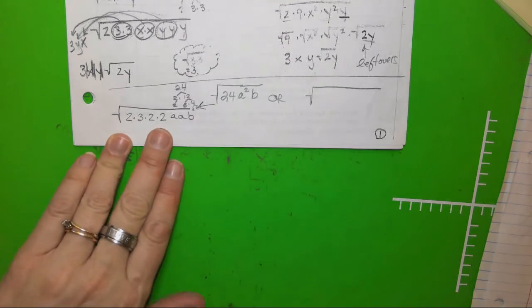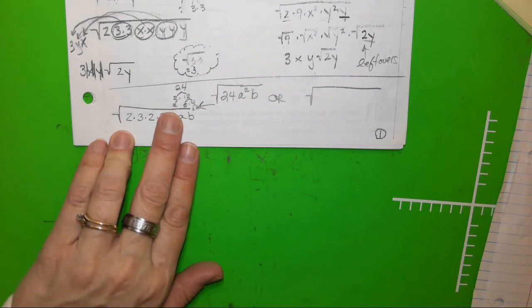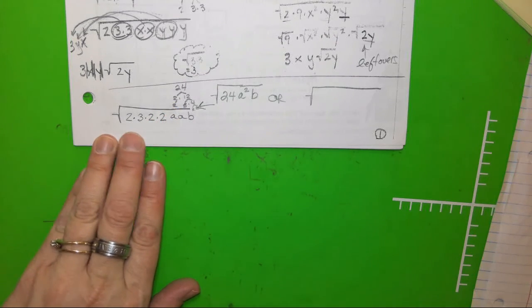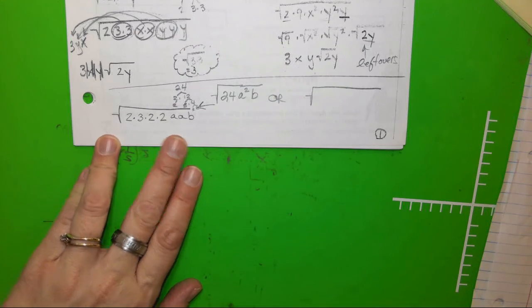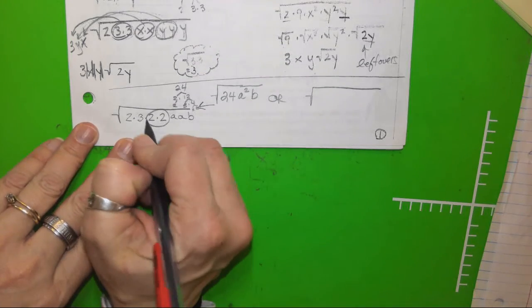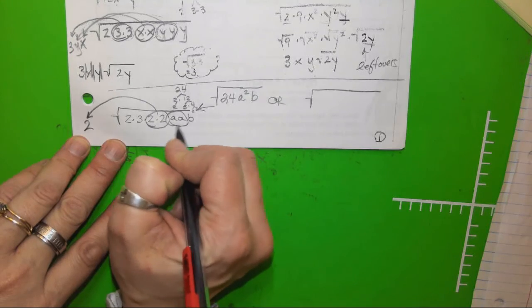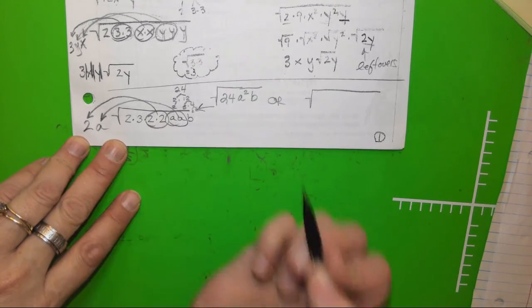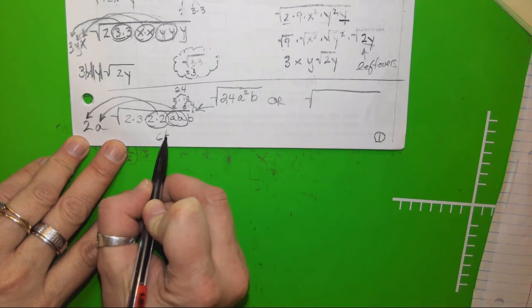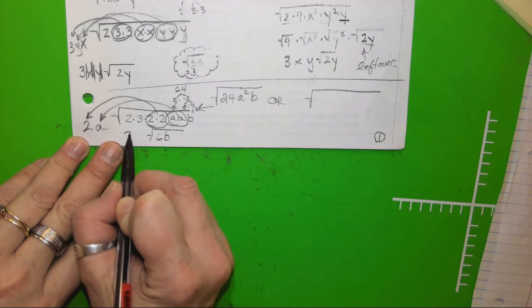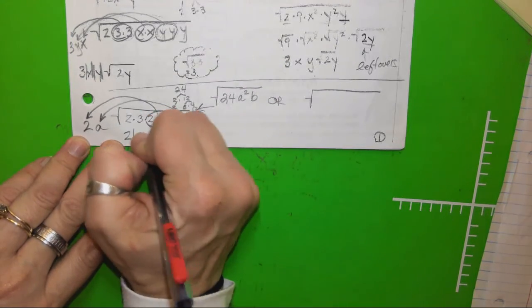So if you were to use the prime factorization method, you'd break 24 down, you'd probably say 2 and 12. You break it all down, you get 2, 3, 2, 2, A, A, B. Okay? Then we would circle our pairs. I have a pair of 2's. Square root of 2 times 2 is 2. Square root of a times a is a. Leftover would be 6b. Who needs absolute value marks? A.